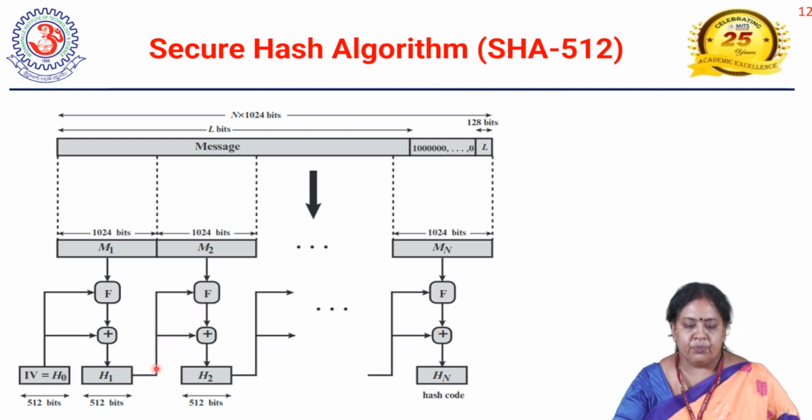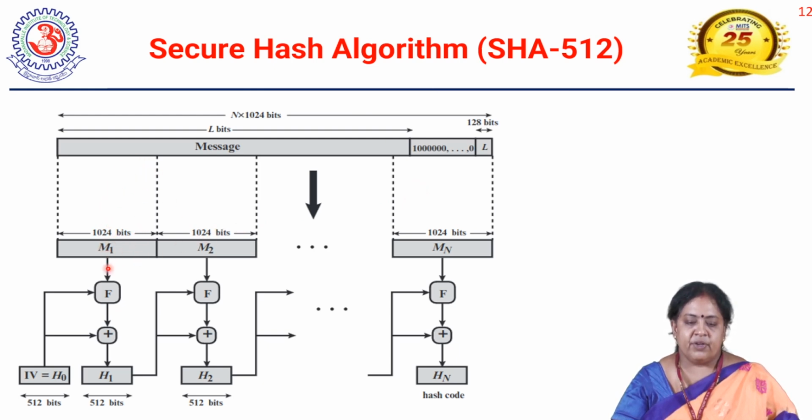Like that it goes on performing. And what is the final hash code? The output of the nth block is the hash code. Understood? This is the secure hash algorithm block diagram. First we add the length field, then we perform padding. After padding, we must ensure that the message is a multiple of 1024 bits. Then the message is divided into blocks, and we process each block separately.